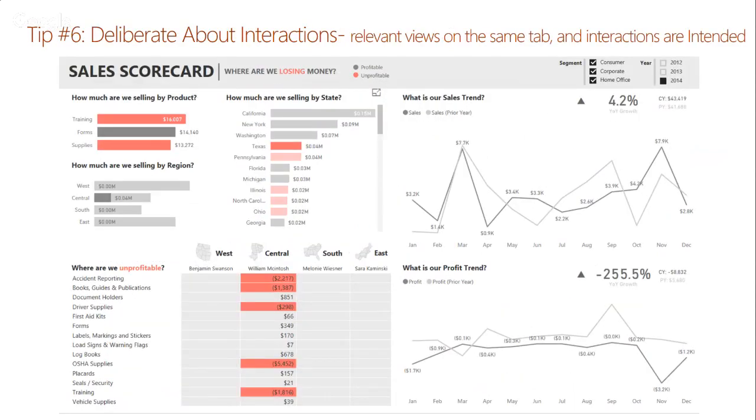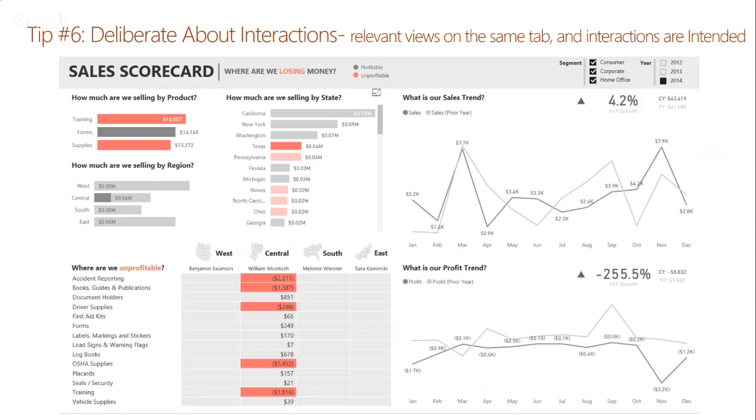Another thing is being really deliberate about interactions. First and foremost, try to think about what views need to be on what tab. A lot of times I see people just have views randomly in different tabs. The best advantage of Power BI is really the interaction between the views. When things are not on the same page, you can't reference things very easily. So be sure that you put all the relevant views together.